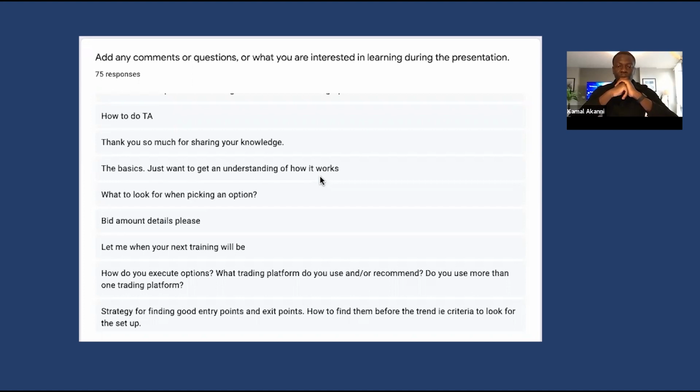What trading platform do you use or recommend? I really use all of them. I have plenty, Charles Schwab, TD Ameritrade. I don't really use that one, but I have it. Really, I use anything out there that will help me.